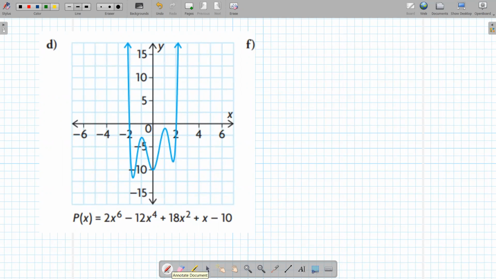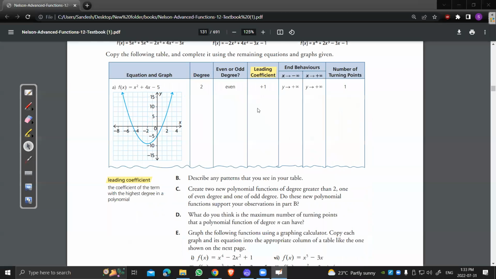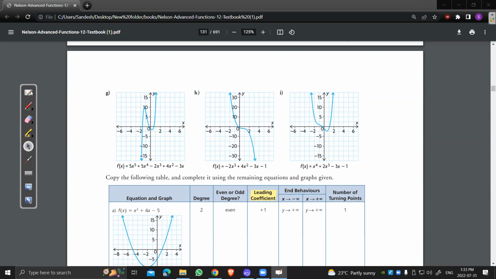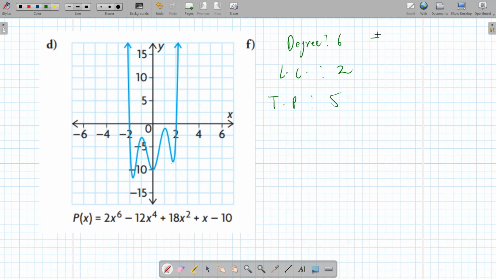So what is the degree? There's an equation given down there, yeah? What is the degree of this polynomial? 6. 6, right? What is the leading coefficient? 2. Well, how many turning points? 5. 2, 3, 4, 5. Yeah, it has 5. And then what else do they want? Is it even or odd? Well, 6. That means it's even. Yeah, even degree.